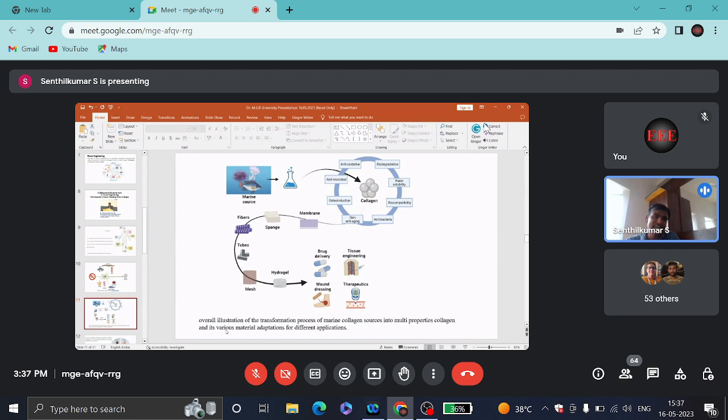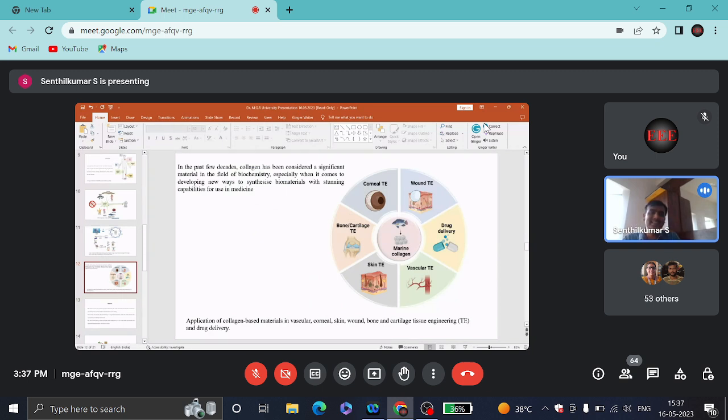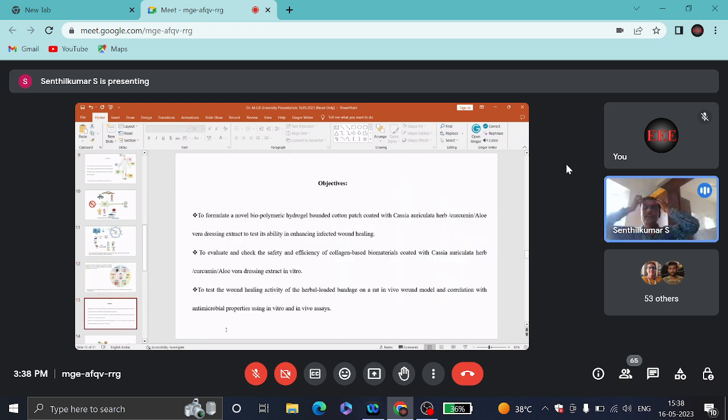Our purpose is wound dressing using smart bandages. In the past few decades, collagen has been considered a significant material in the field of biochemistry, especially in developing new ways to synthesize biomaterials with stunning capability for use in medicine. Collagen-based material is used in vascular, skin, wound, bone, cartilage, tissue engineering, and drug delivery. The objective of our aim is to formulate a novel biopolymeric hydrogel bonded cotton patch coated with herbs, curcumin, and aloe vera combination. You can make wound healing bandages, evaluate and check the safety level of that bandage, and finally test the wound healing activity.